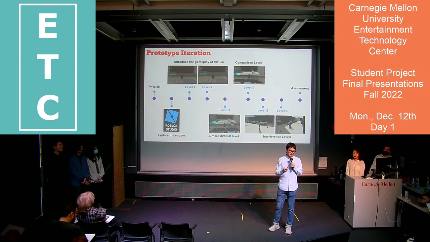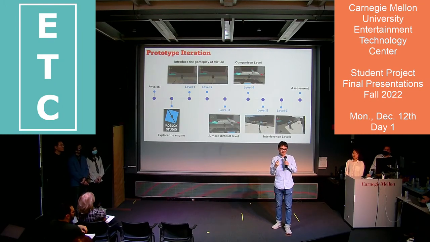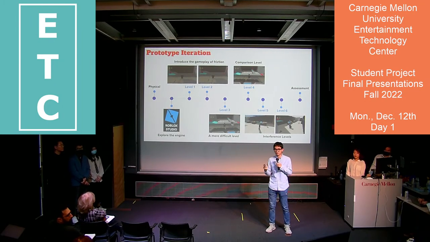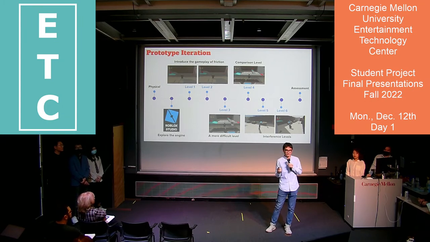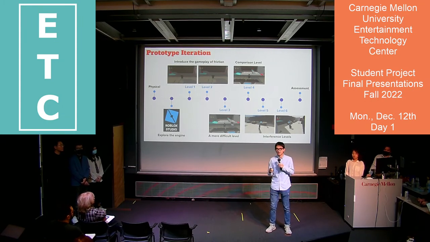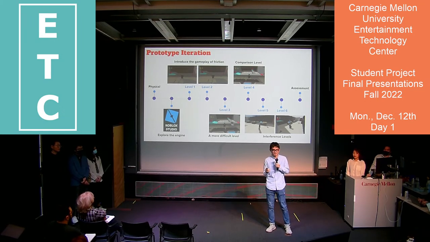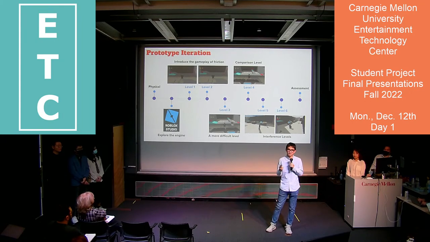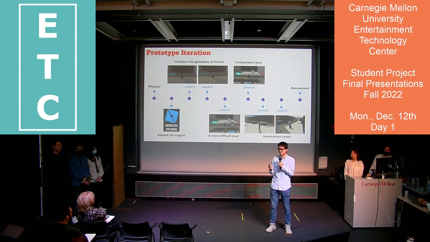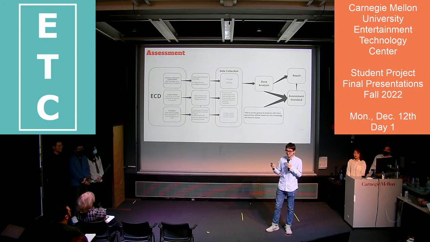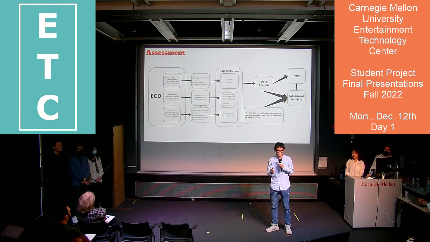The process of our iteration is like this: at the beginning, we have level one and level two as the introduction levels to introduce the gameplay of friction. And then we have level three and four as the comparison levels to inspire students to think more about friction and also our gameplay. And then we have level five and six as the interference levels to help us understand if players have the knowledge of friction and also our gameplay. So this is the basic structure of our assessment we mentioned before.